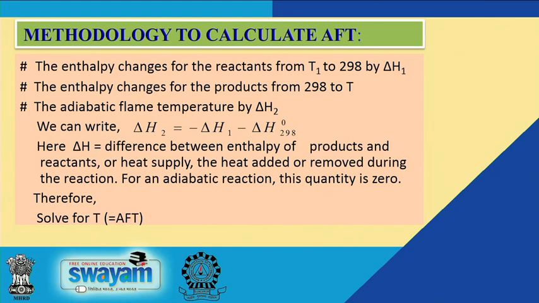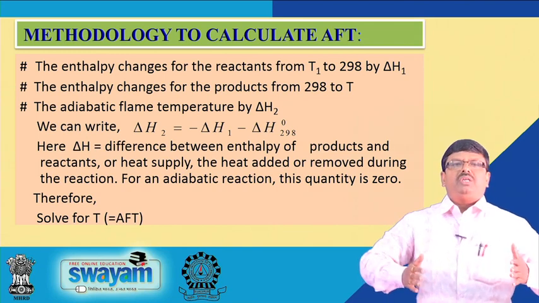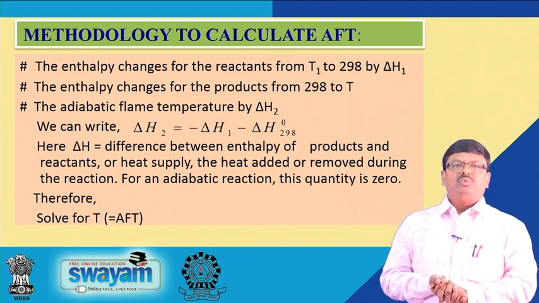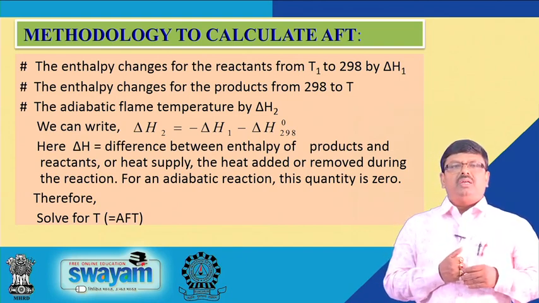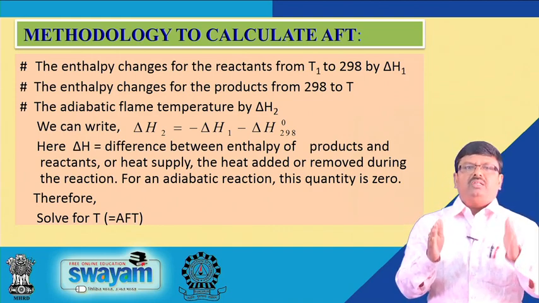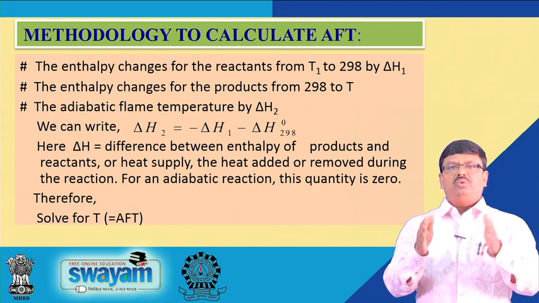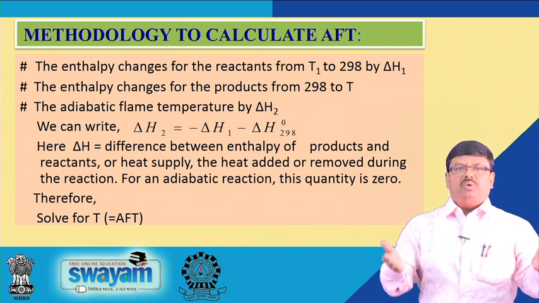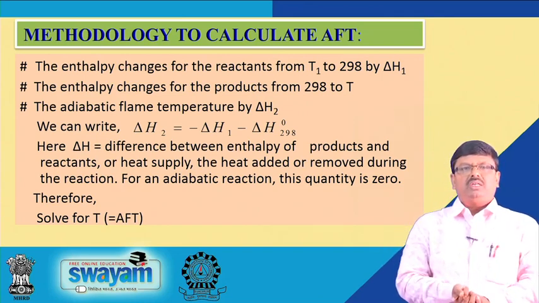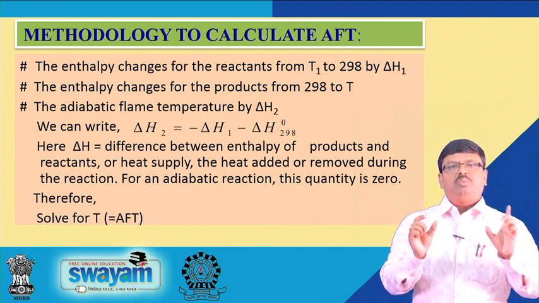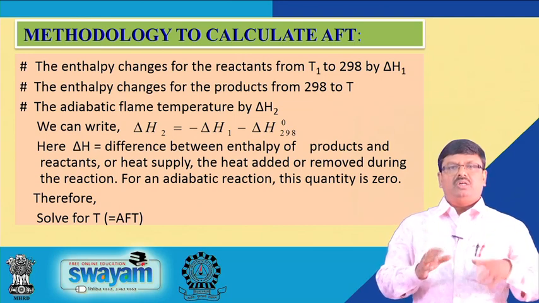Now, these are the different steps you can consider for the AFT calculations: the enthalpy change for the reactants from T1 to 298 K is delta H1, the enthalpy change for the products from 298 K to T, the adiabatic flame temperature, is delta H2. So, the basic equation is delta H2 equals minus delta H1 minus delta H superscript 0 at 298. This is the term for the standard conditions, that is, 1 atmosphere and 25 degrees centigrade, and delta H2 and delta H1 are concerned with the products and the reacting substances, and that is to be considered here.